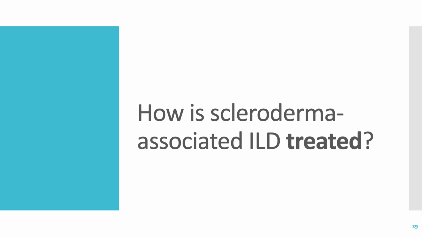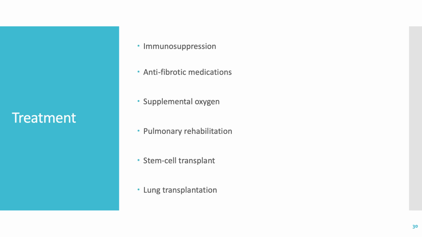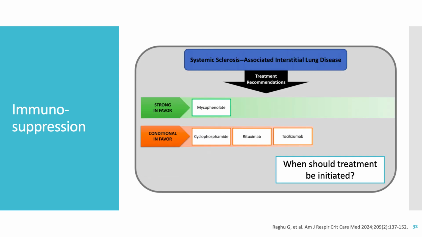So how do we treat this? I think this is kind of the bulk of what I really want to talk about. There are multiple different modalities that we use to treat interstitial lung disease. Immune suppression is sort of the mainstay, and it's similar medications to what many of you use for other manifestations of your scleroderma. So we'll start with immune suppression.